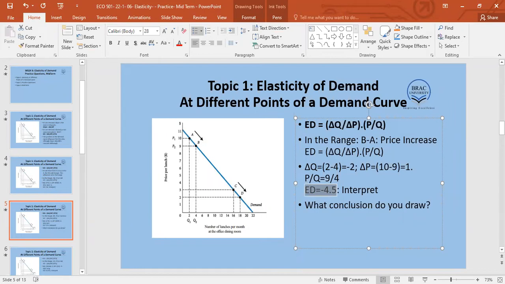And in the AB region, when we are looking at a pizza that is selling for 1,000 taka and 900 taka, people are highly responsive to a price decrease, right?